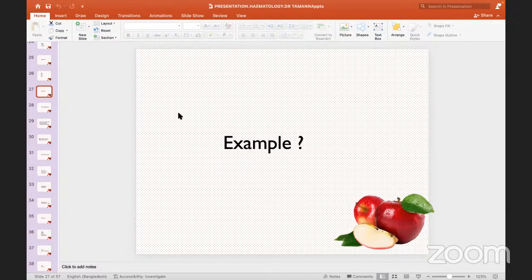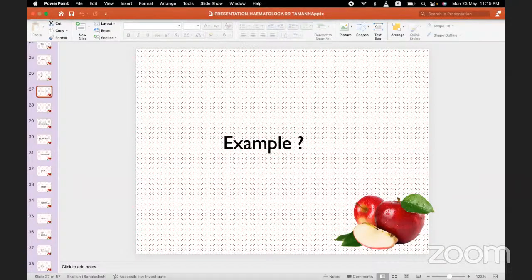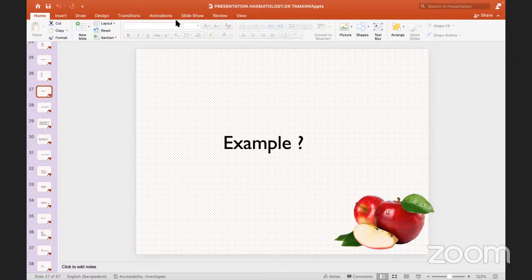Example of aplastic anemia. Can anyone give us example of aplastic anemia? Diamond Blackfan. Why, dear, you say the most difficult one first? Say the common. Parvovirus. Okay, I agree. Another one. Leukemia? Leukemia, not aplastic anemia, dear. Fanconi, Diamond Blackfan. These are very rare. Okay, I'm telling you, most common cause is viral infection.